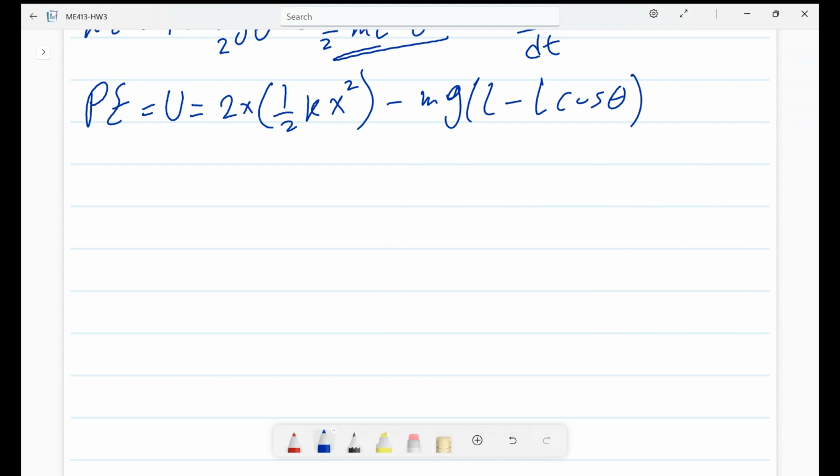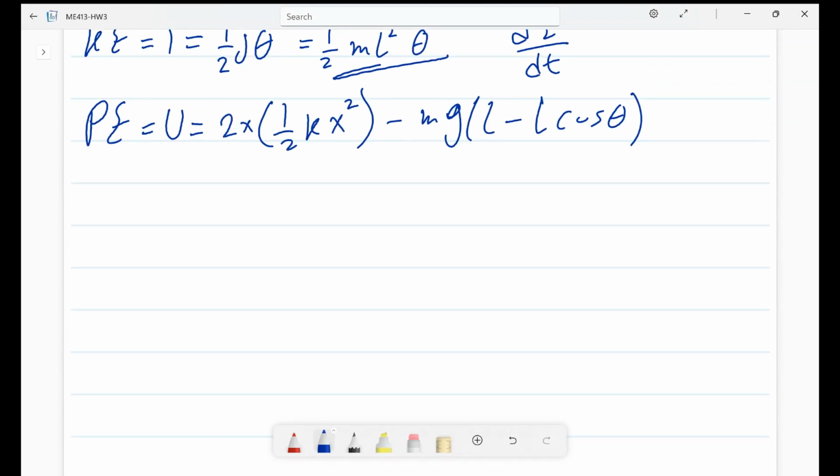Now let's continue. We need to transfer from x to theta, and to do that we will draw our beautiful triangle. This is our equilibrium position, this is our half rod, and this is the distance x. And this is theta. I will put h here.